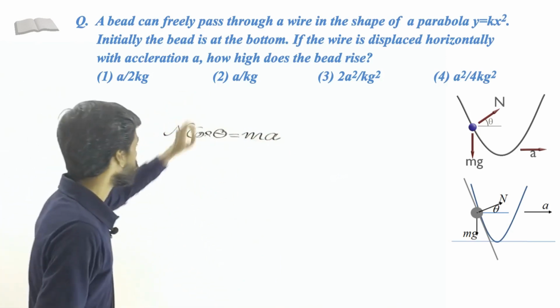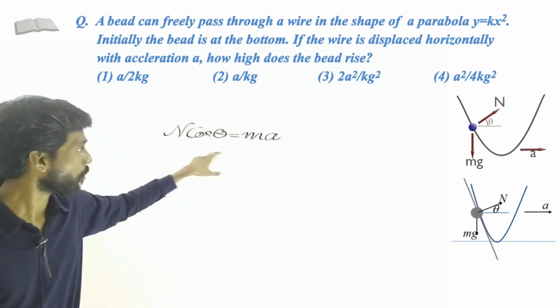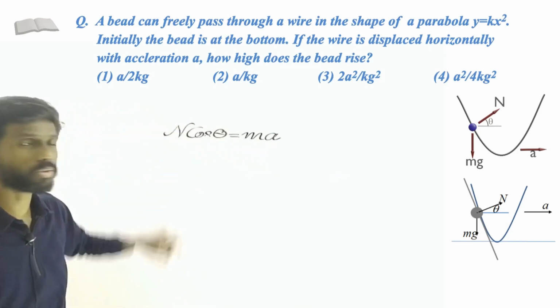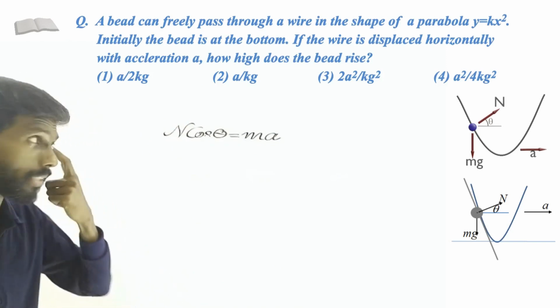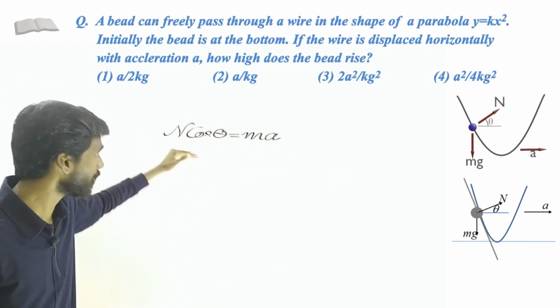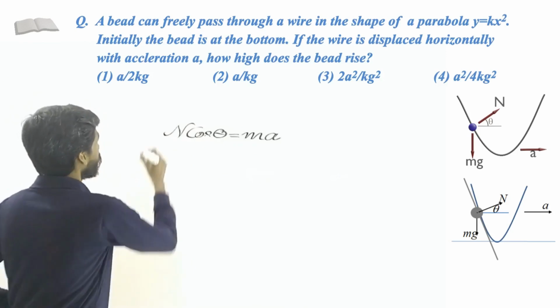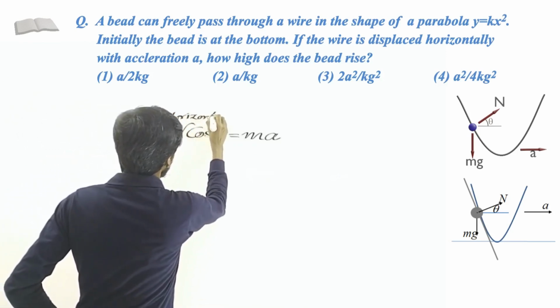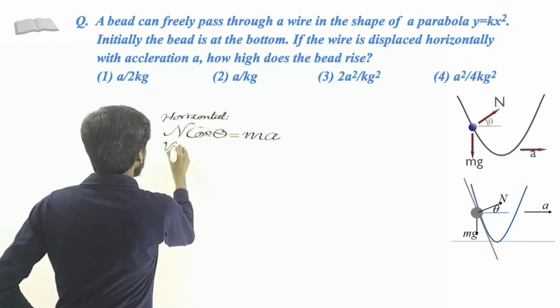Now how to find the value of N, right? So we have to find the acceleration, right? To find the acceleration, we need cos theta and also we need the value of N, right? Now in the vertically downward direction, so this is the horizontal direction. Now the vertical direction, okay?